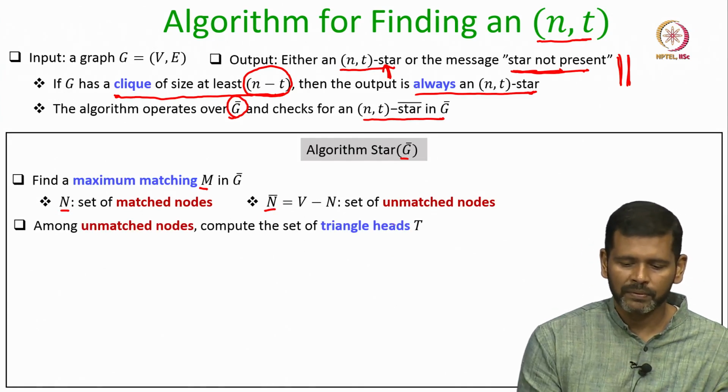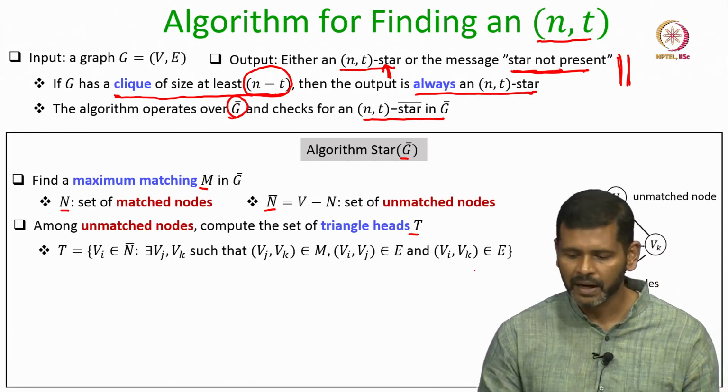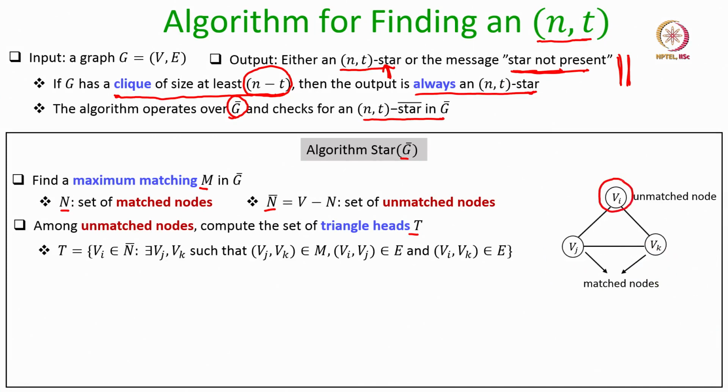Now, among the unmatched nodes, we further identify triangle heads. Namely, a triangle head is an unmatched node Vi which has edges with the end points of an edge present in your maximum matching. That means, imagine Vj and Vk are part of the maximum matching. Both of them are matched nodes, and Vi is an unmatched node, but it has an edge with Vj and it has an edge with Vk. So, that is why we are calling it a triangle head. It is a part of a triangle, it is the head of a triangle. The collection of such triangle heads we denote by T.